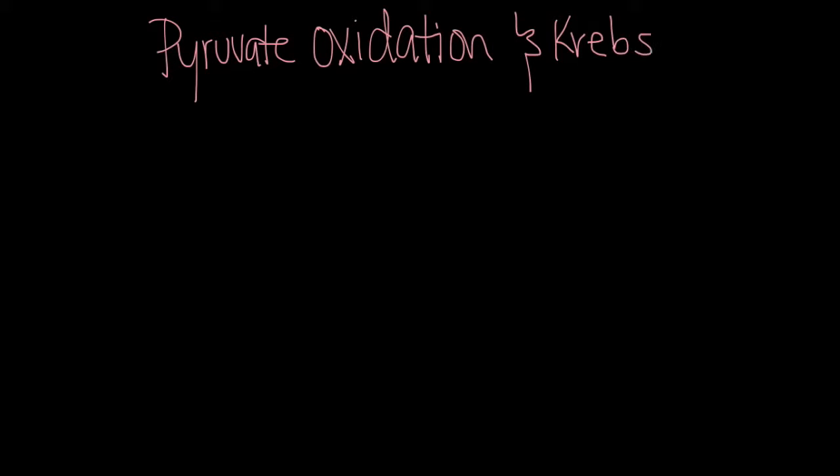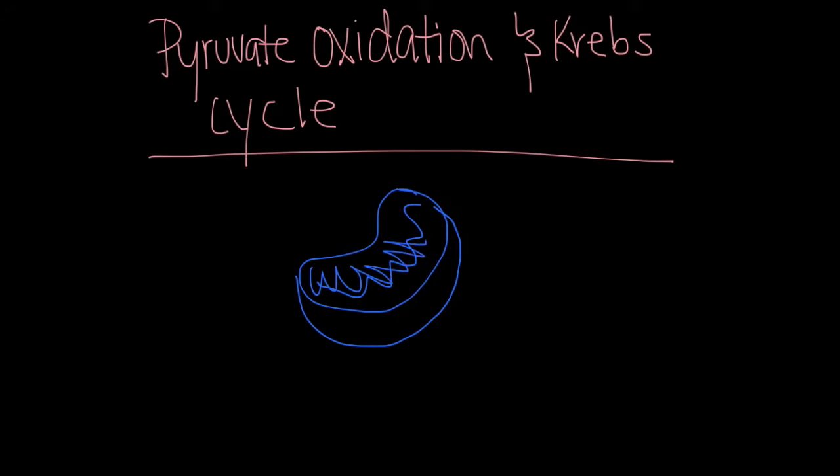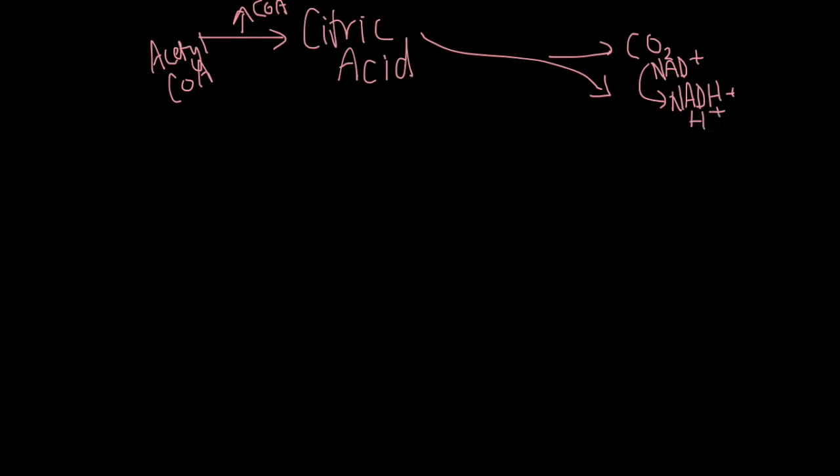The next step in cellular respiration is pyruvate oxidation and the Krebs cycle. This step takes place in the mitochondrial matrix, while glycolysis takes place in the cytosol. For pyruvate oxidation, CO2 is released from the pyruvate, while the remaining part is attached to coenzyme A, creating acetyl-CoA. A proton and 2 electrons are released from this, changing NAD+ into NADH.